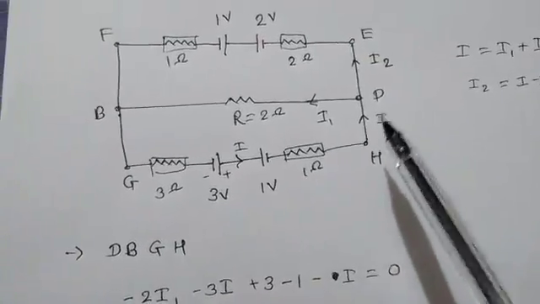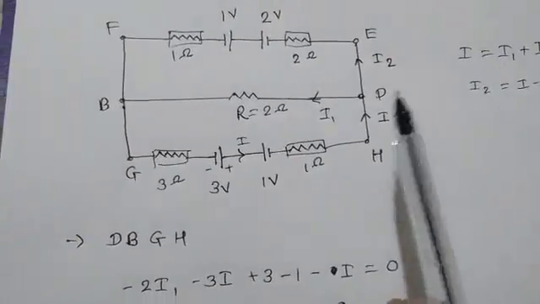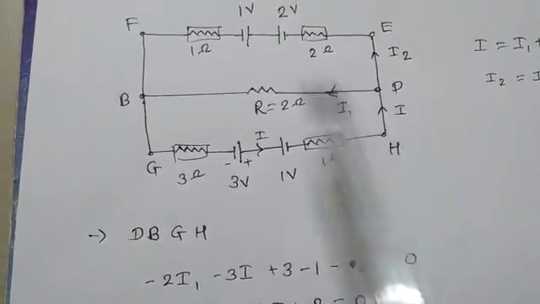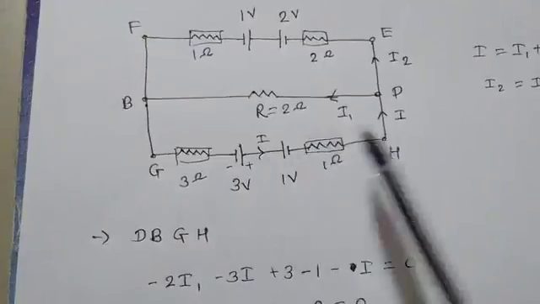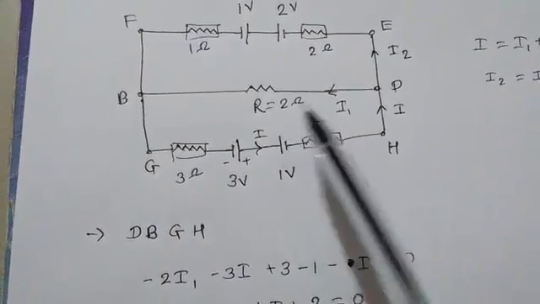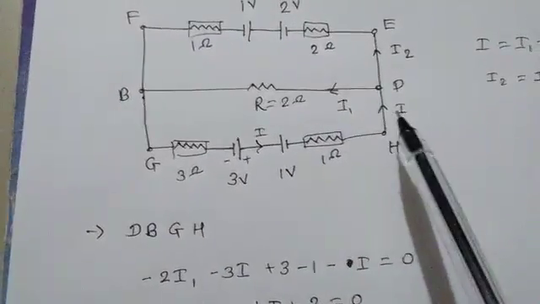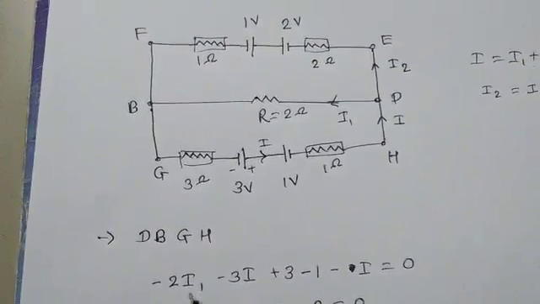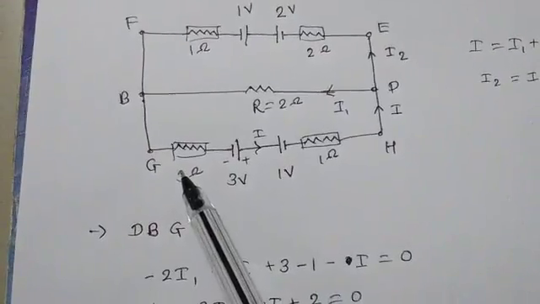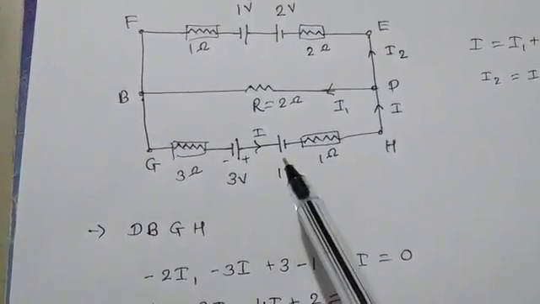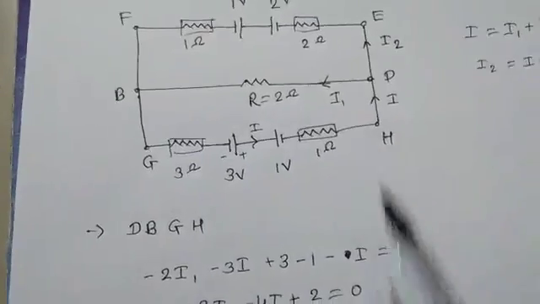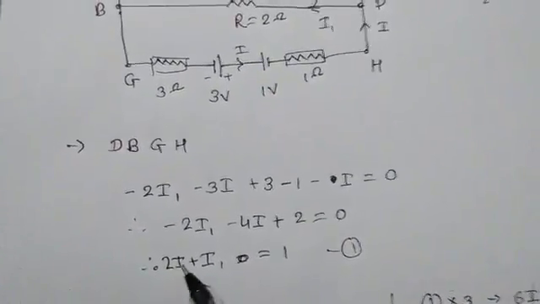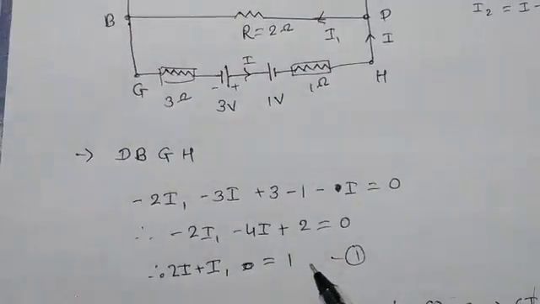Now we are going to follow two loops. Let us assume the first loop as DBGH: D, B, G and H. Now in DBGH, the resistance is 2 ohm, the current flowing through it is I1, and the current is flowing in the direction of the loop only. That's why it is going to be minus 2I1, then minus 3I plus 3 minus 1 minus I, and that is equal to 0. If we simplify that equation, we get 2I plus I1 is equal to 1.